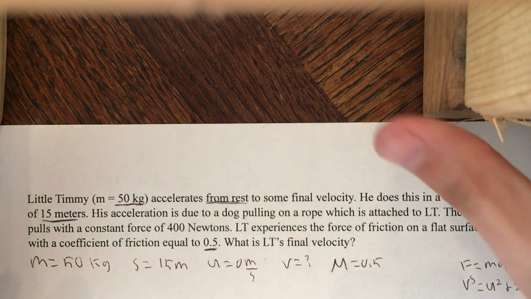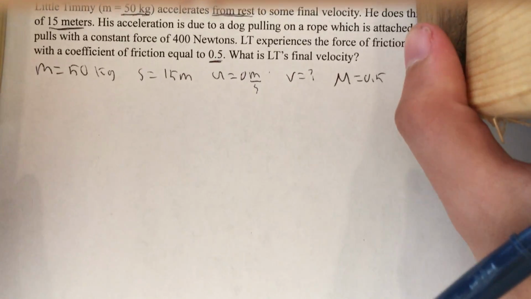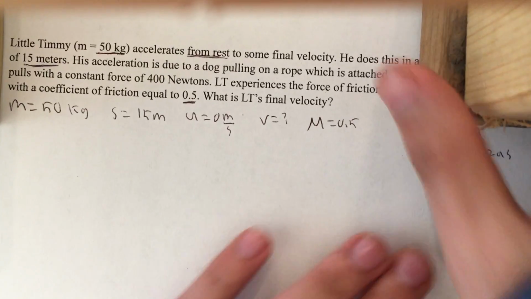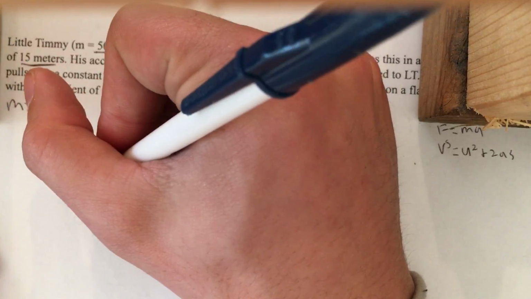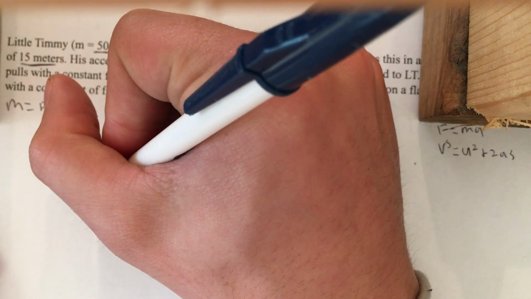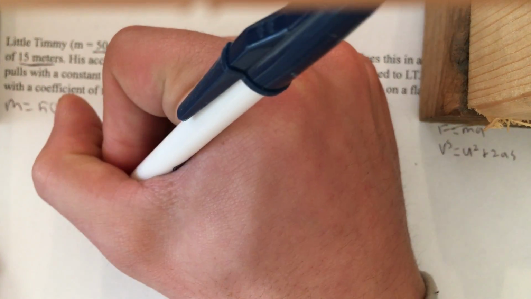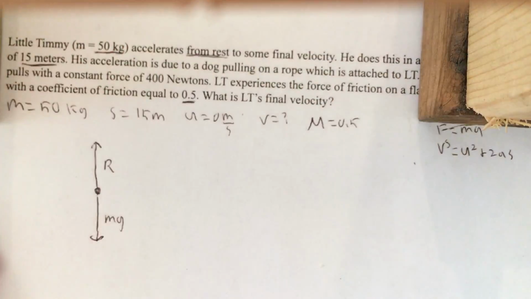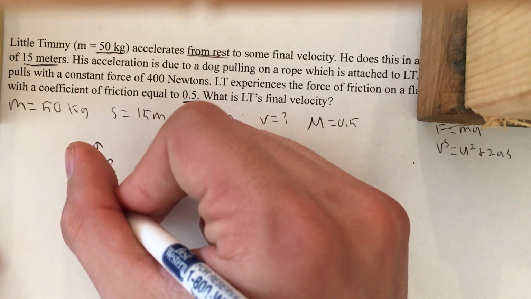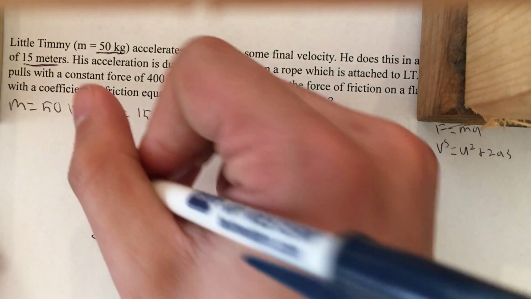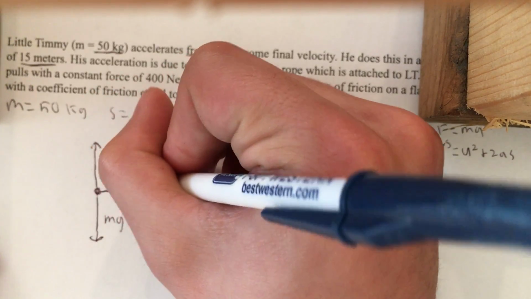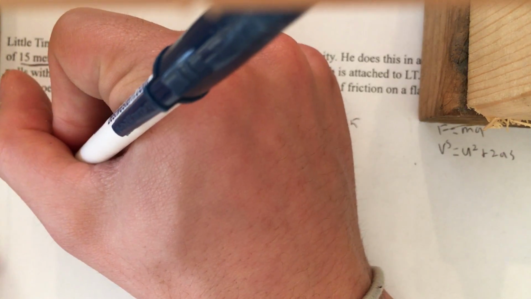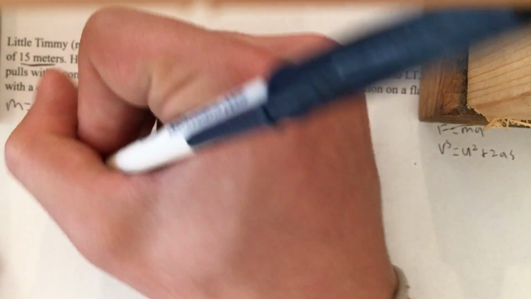So first we're going to start off with a free body diagram. So there is the force of gravity, or mg, and then the reaction force. Then we have the force of the dog pulling on little Timmy, and then the force of friction, which is mu times R.